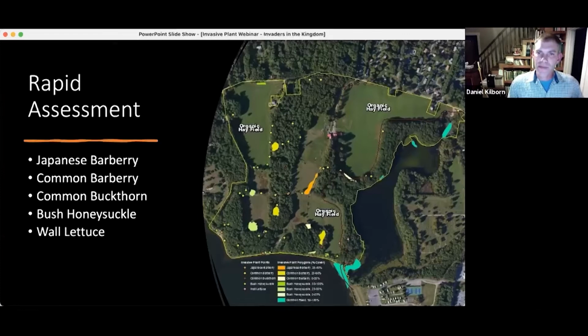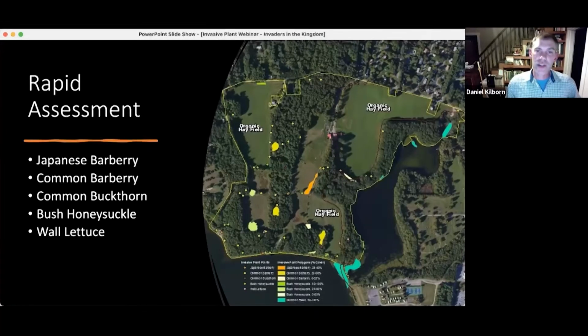But I'll point out that we found a number of species: Japanese barberry, common buckthorn, bush honeysuckles, wall lettuce. And each point on the map represents a cluster of these plants. And in places where larger areas are infested, that's where you see the colored in polygons. So, this might represent half of the plants that are out there, but it's a good place to start, and we'll continue to collect data as we learn more.